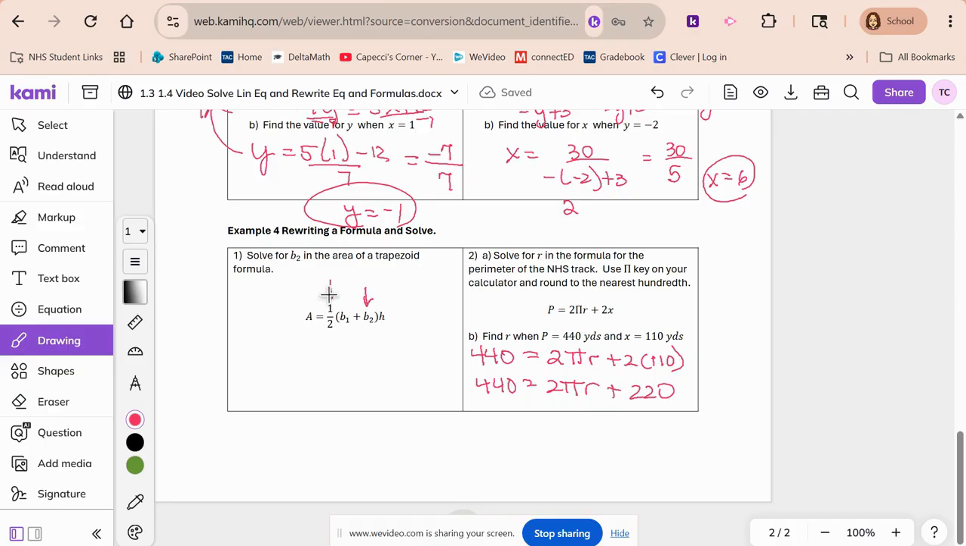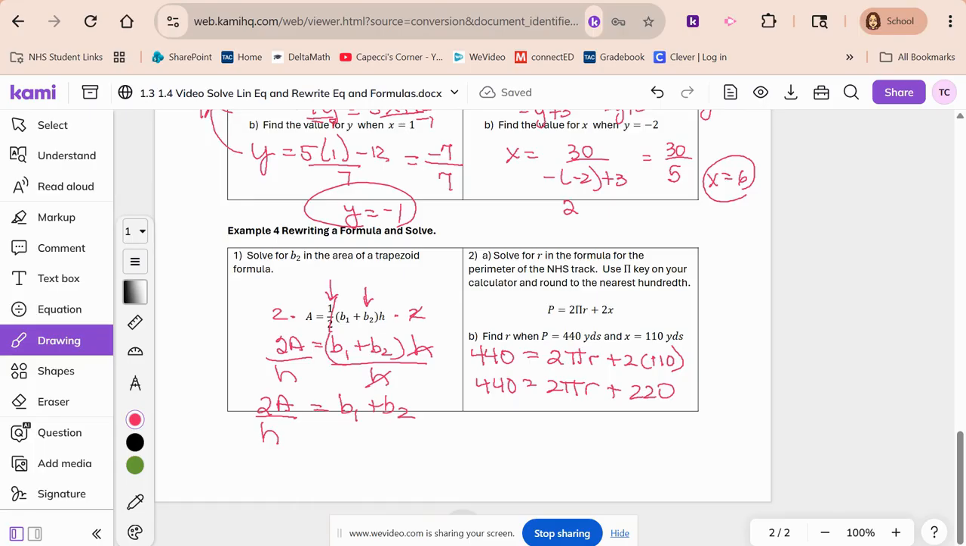So the first thing I do, I notice I have a 1/2 here. I'm going to multiply both sides by 2 to get rid of that. So I get 2a, and 1/2 times 2 gives me 1, which is what I want. So I have b sub 1 plus b sub 2, again, multiplied by h. Now, again, I can get rid of the h by dividing by h, right? Always the opposite operation.